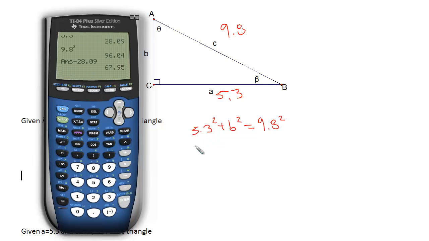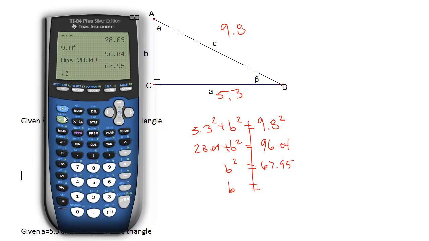So I get 28.09 plus B squared equals 96.04. I subtract, and B squared equals 67.95. I square root, and I get approximately 8.2. So there's my other side.